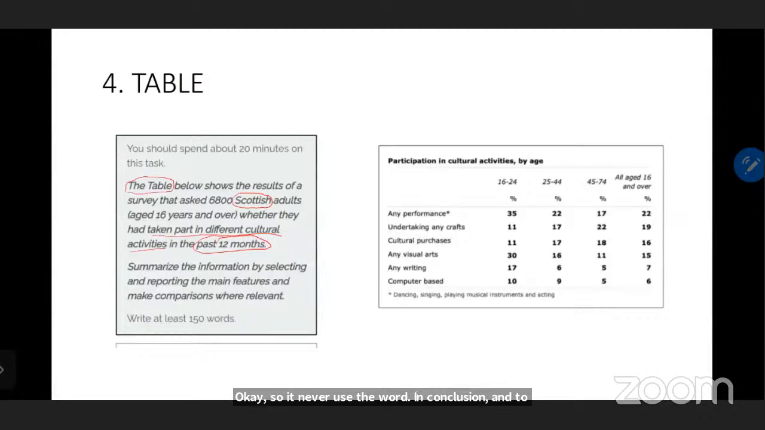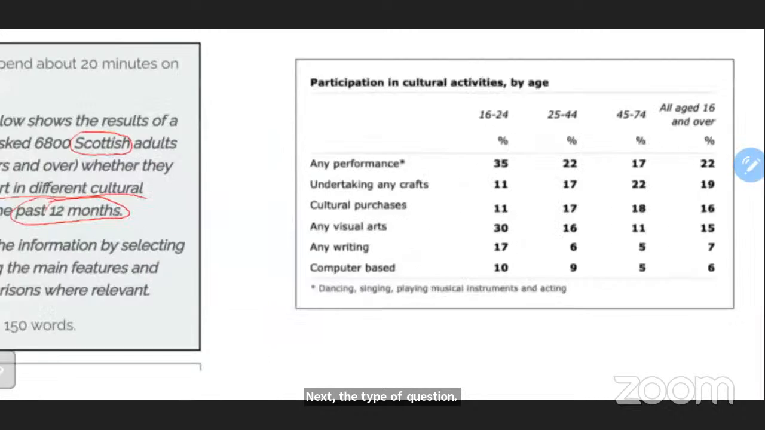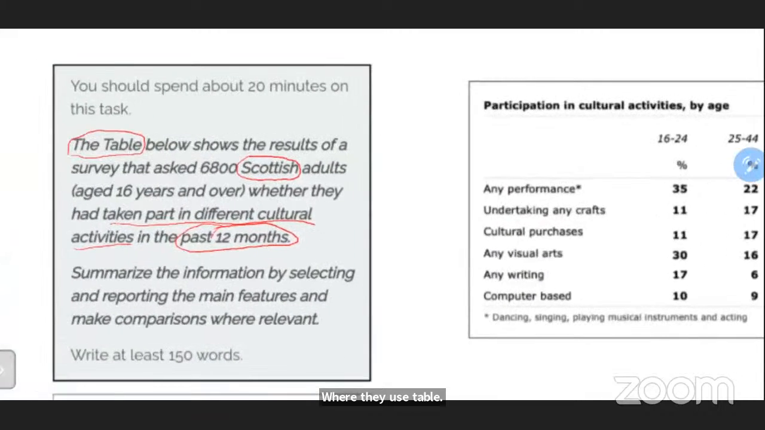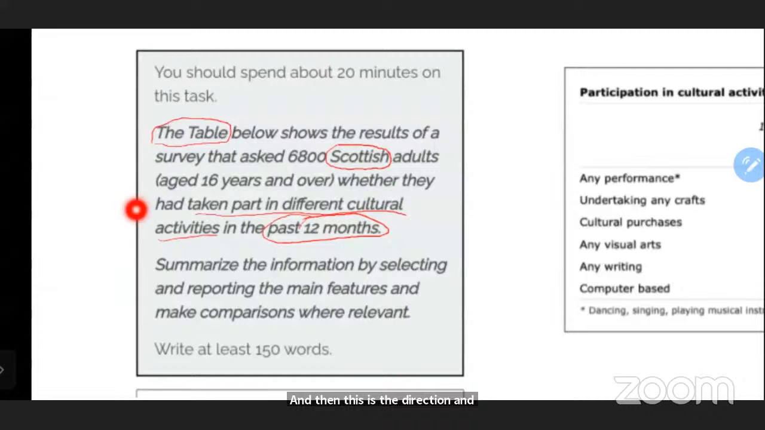Next, the type of question where they use a table. So here's the table in percentage. And then this is the direction and questions, time, direction, and then the title. The result of a survey that asked 6,800 Scottish adults whether they had taken part in different cultural activities in the past 12 months. When they say in the past 12 months, it means the year that you are taking the test. So it's still past tense.